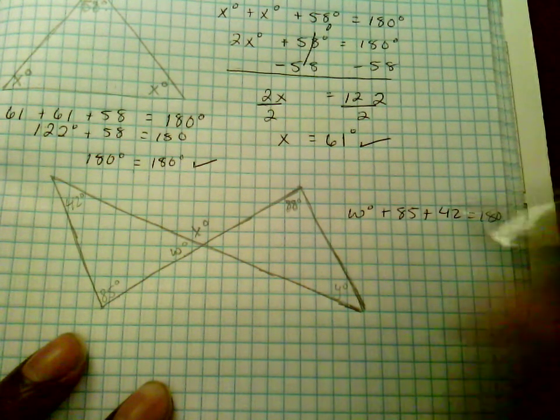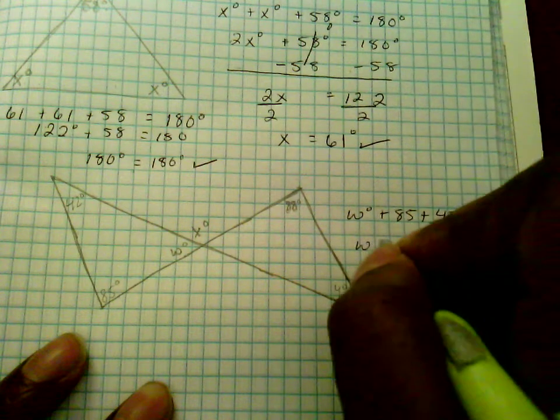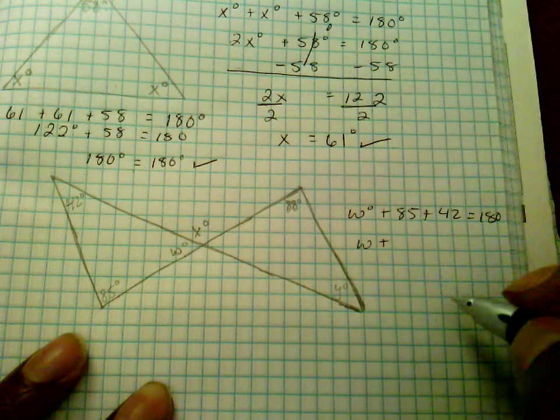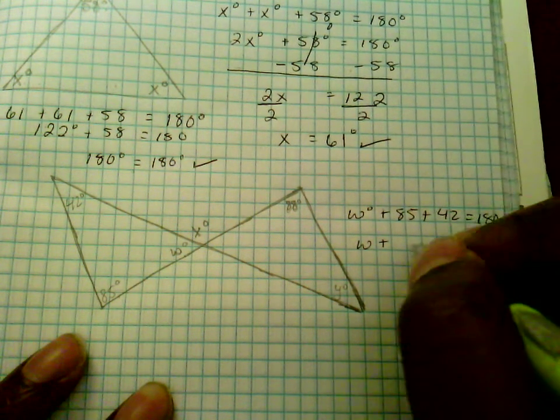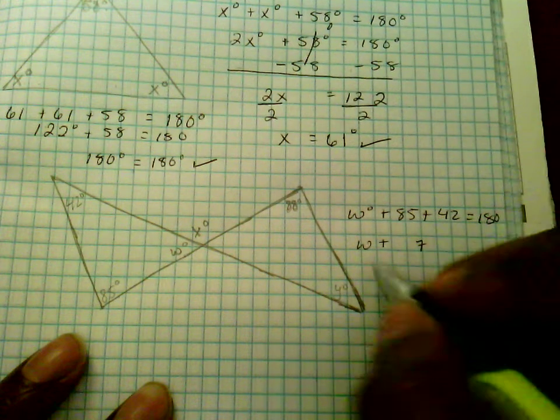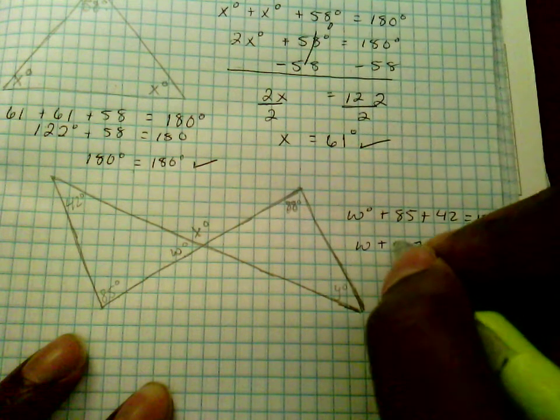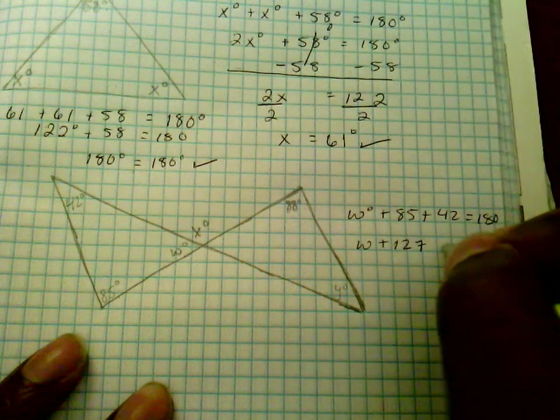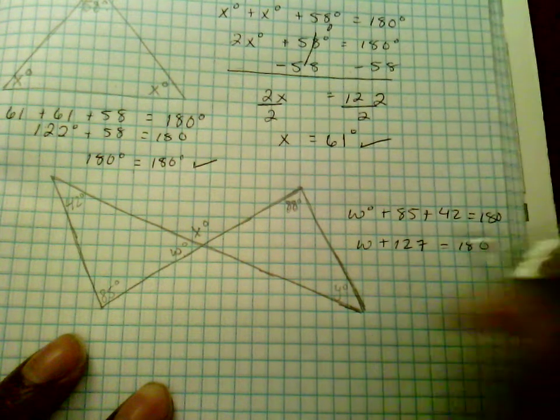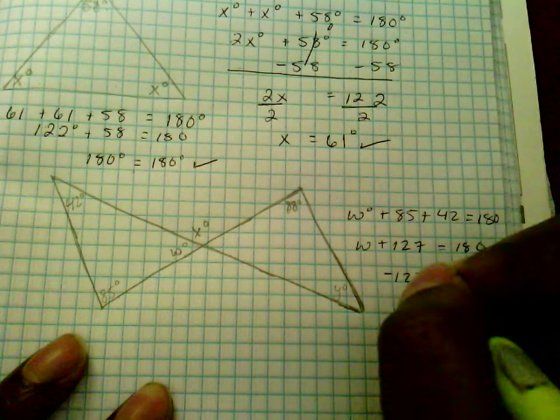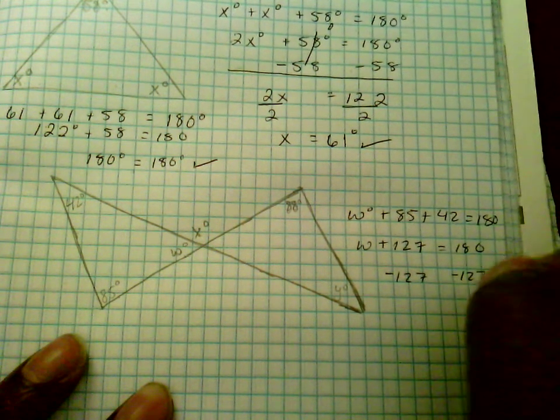All right, now simplify and solve it. That'll be W plus 85 plus 42. See, 5 plus 2 is 7, and 8 plus 4 makes 12. So it's W plus 127 equals 180. And then subtract 127 on both sides. Use my inverse operations here.